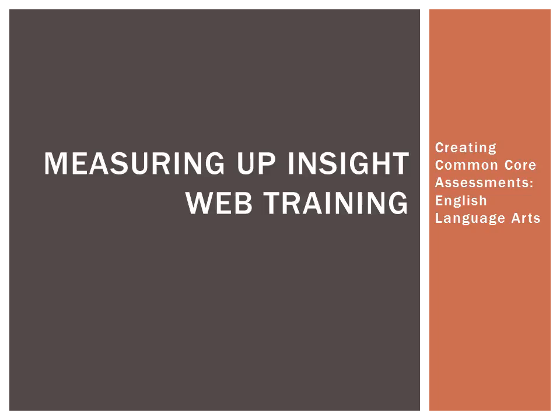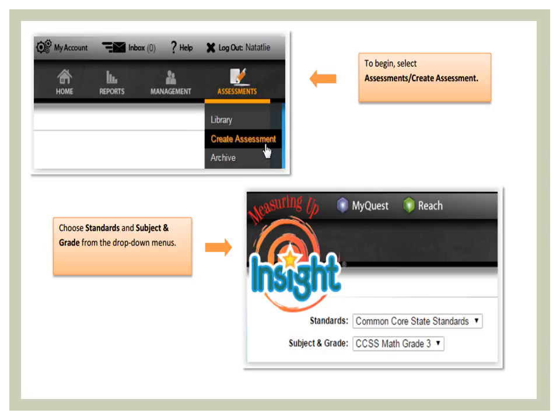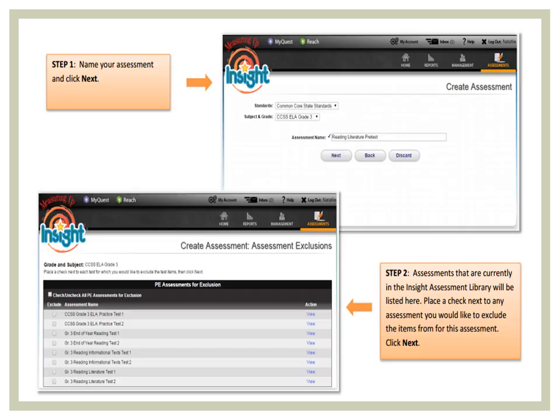Measuring Up Insight offers a vast item bank that allows you to custom create your own standard-based assessments in a few simple steps. To begin, select Assessments and then Create Assessment. Choose the subject and grade from the drop-down menus. To construct an English Language Arts or Reading Assessment, start by selecting Standards, Passages, and Questions. The first step is to name your assessment and then click Next.